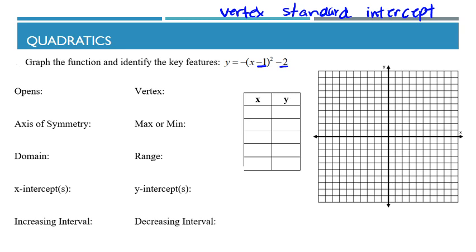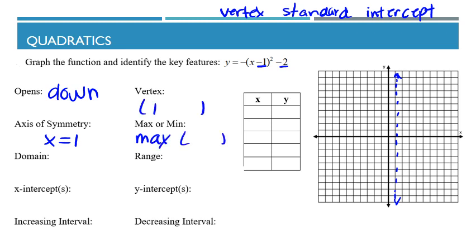So a couple of questions we can go through and just answer right away. I know this is going to open down because it's a negative function. I know I have an axis of symmetry at x equals 1 because that's where my horizontal shift goes. If I'm going down, that means I'm going to have a maximum. It's going to be at my vertex, which I know is also going to start with a 1. I can see that my vertical shift is down 2, so my vertex is actually at (1, -2).